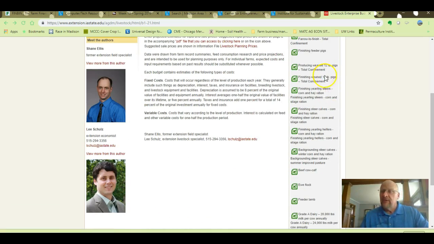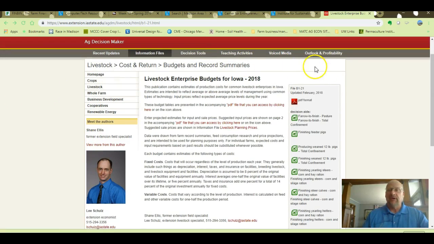And the beef finishing one is there too. Cow-calf one is the one that I provided in there, and we'll use these other ones when we get to that part. That's one bit of data.